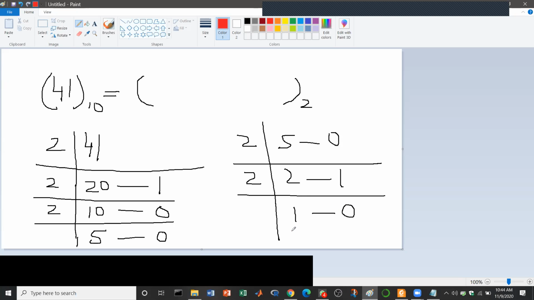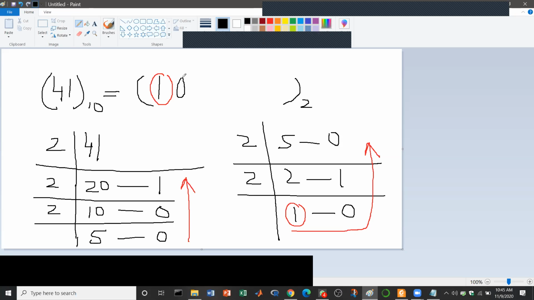I have to count from here and go upward. Similarly, I go here upwards. So I start writing from here. So I write 1, which is nothing but what is written over here, 1. Then I start writing the next binary bit, 0, then 1, then 0.